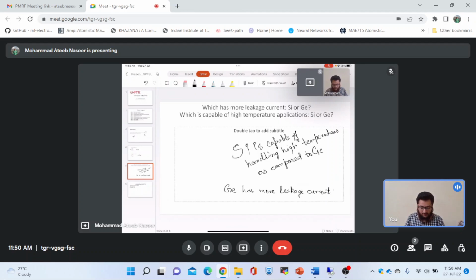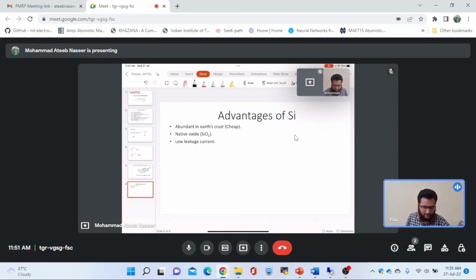So we can see clearly that there are disadvantages of germanium to be used as the channel material. That's why we didn't use it in further devices after its demonstration by the two gentlemen in 1947. We moved to silicon devices. So let's see some of the advantages of these silicon based devices.